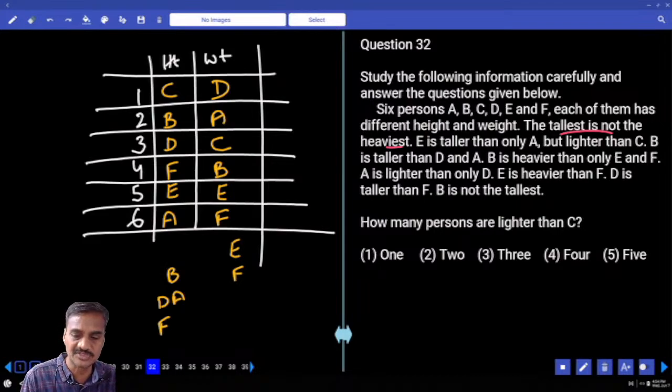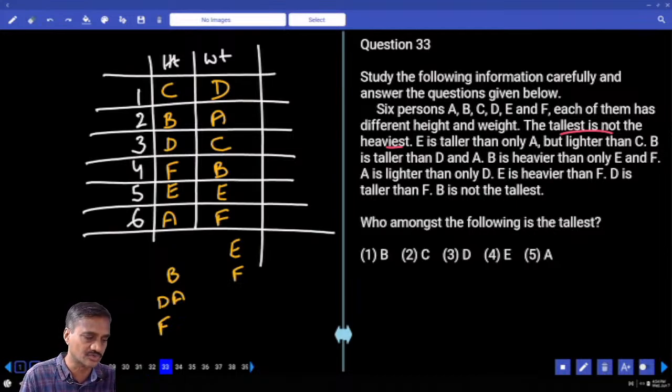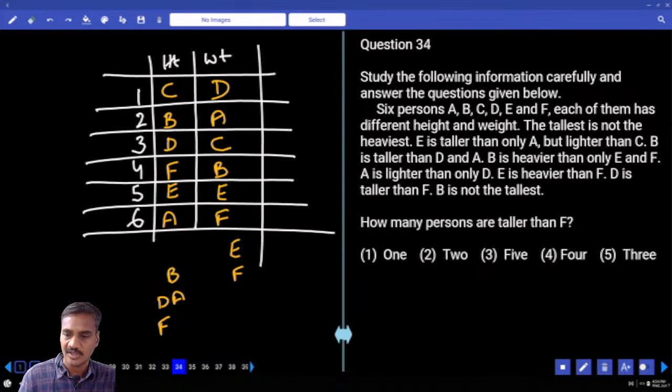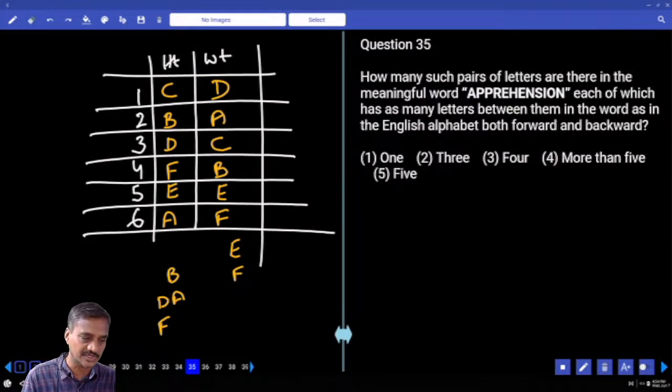Then how many persons are lighter than C? Lighter means in weight. Lighter than C, there are 3 persons. Choice 3, question number 32. Then 33, who among the following is the tallest? Now C is the tallest, that is choice 2, question number 33. Then 34, how many persons are taller than F? Taller than F, height wise there are 3 persons, that is choice 5, 34.